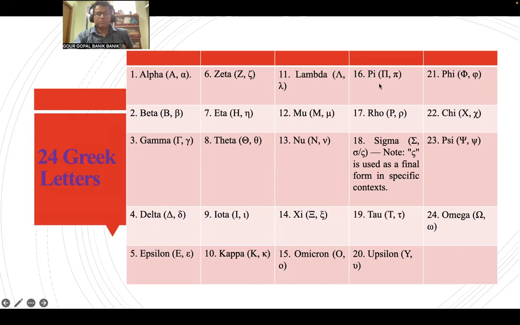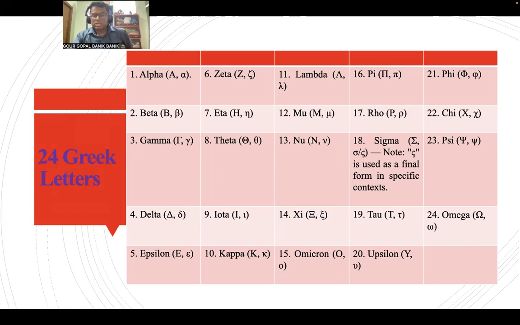We shall use theta in trigonometry, number 8. And 16 is pi. Pi, capital letter and small letter are both given; we use the small letter. And 17 is rho, R-H-O, rho. Then 18, sigma. Sigma is also used in statistics.